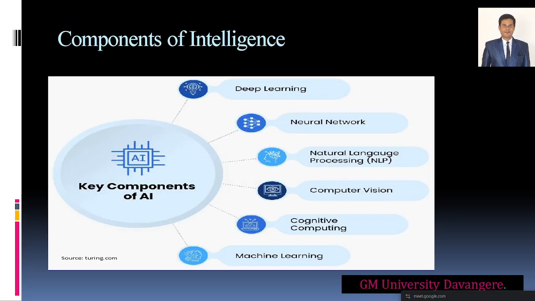In AI, we have various components, right? So what are the different types of components? We have deep learning, neural networks, NLP, natural language processing, computer vision, cognitive computing, and machine learning, right? So these are the components of artificial intelligence.